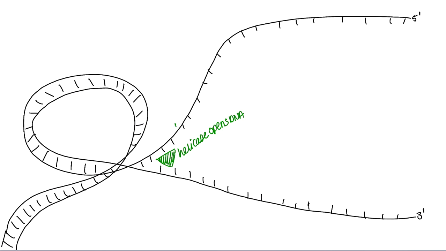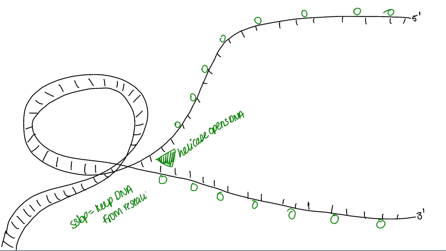So what we have are these little proteins, and I'm going to draw them like beads on the outside here. And these are the single-stranded binding proteins. And the single-stranded binding proteins, their entire job is to keep the DNA from resealing. Because otherwise, what would be the point of having our helicase come and open the DNA? Now we're going to have another protein that is probably somewhere around here.